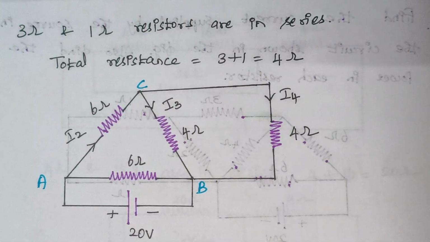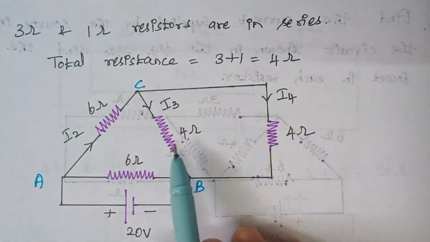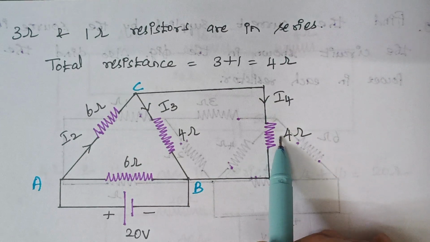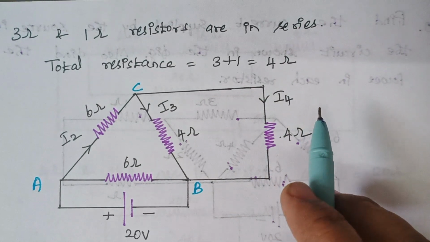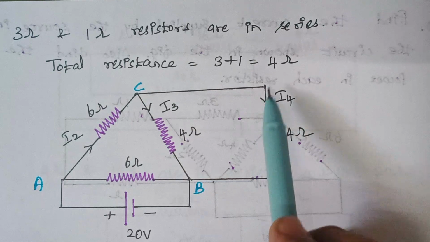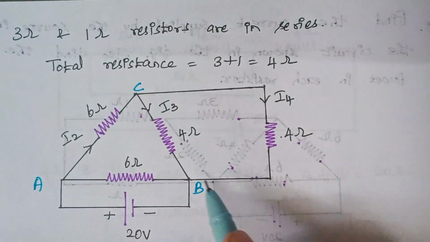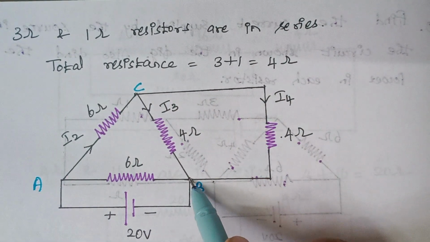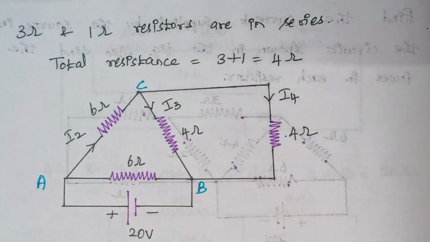Now again when you look at these two 4 ohm resistors, how are they connected? They are connected in parallel, because one end of both the resistors is connected to C and the other end of both the resistors is connected to B.